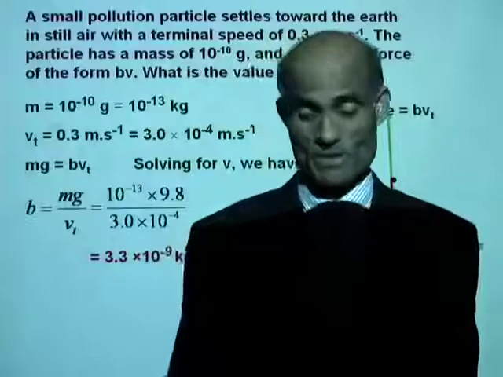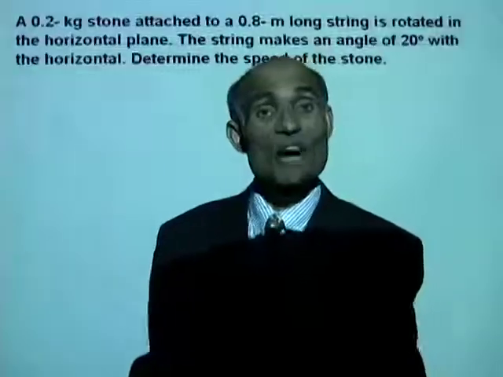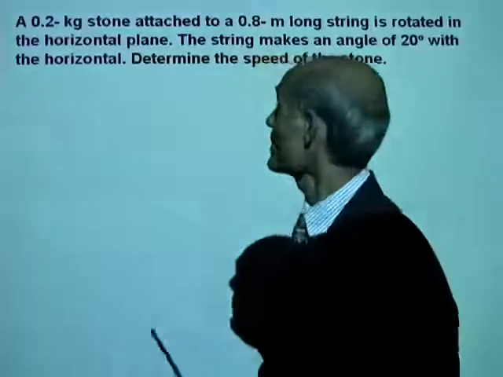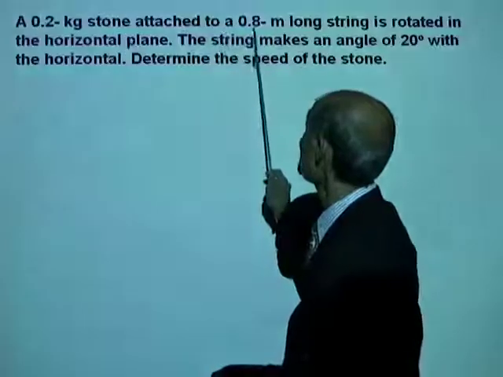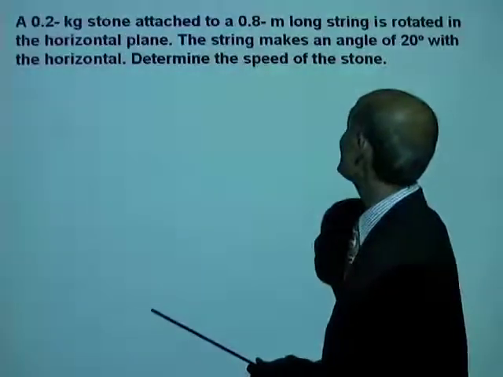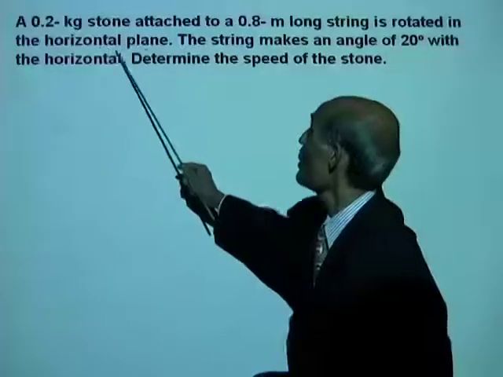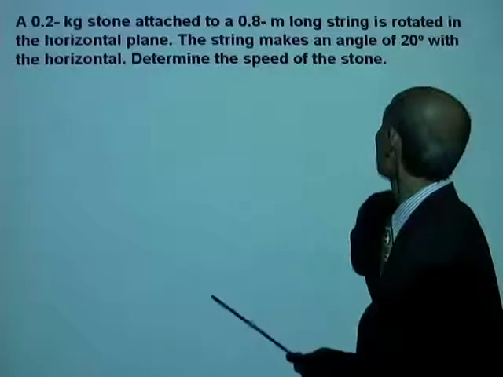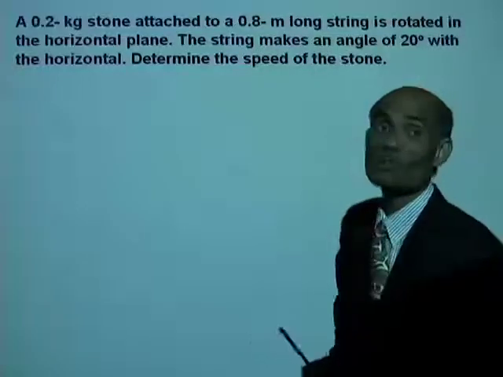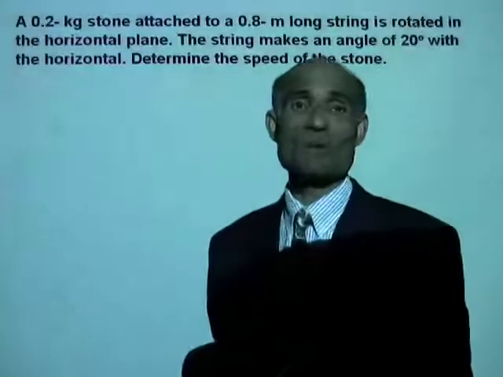Okay, these are very simple problems. Let's try one more problem. A 0.2 kilogram stone attached to a 0.8 meter long string is rotated in the horizontal plane. The string makes an angle of 20 degrees with the horizontal. Determine the speed of the stone.